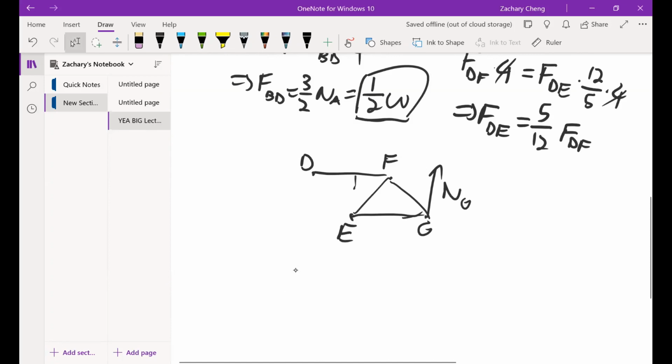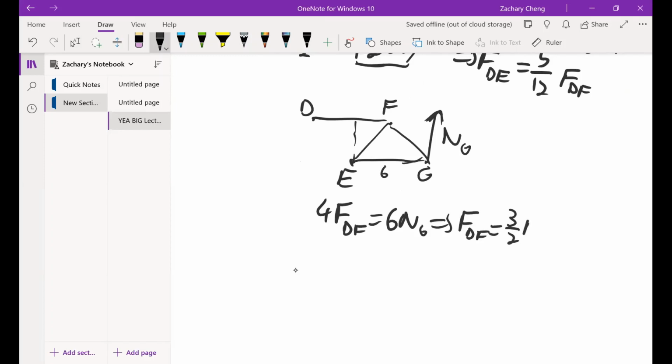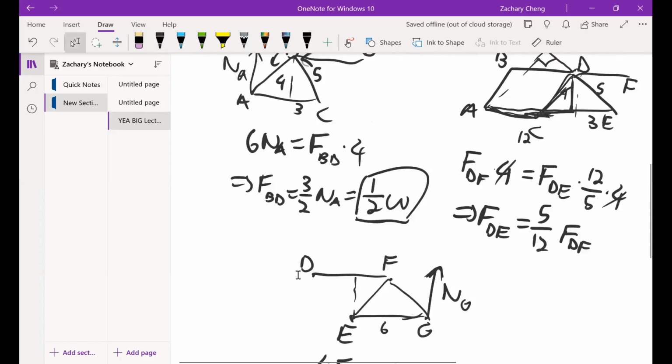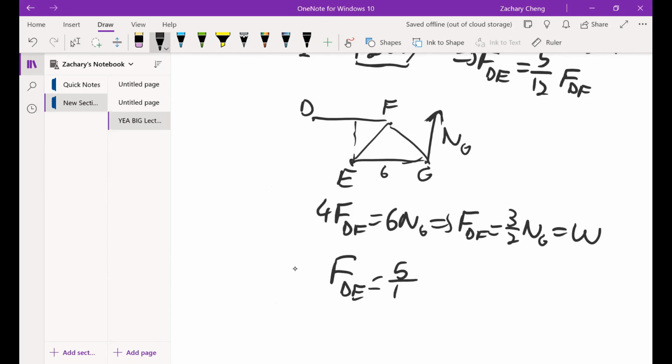And FDF, the distance here is 4, so it's 4 FDF is equal to, and the distance from E to the NG vector is just 6. So it's 6 NG. So then FDF is just equal to 3 halves NG. And since NG we found is equal to 2/3 W, this is just equal to W. So now we can easily find that FDE is just equal to 5/12 W. So that's the answer to the problem.